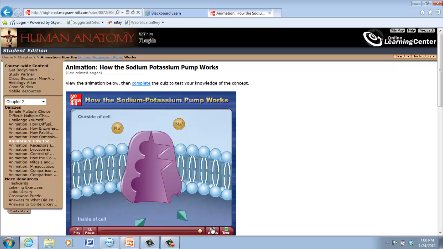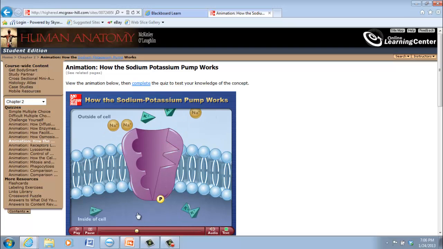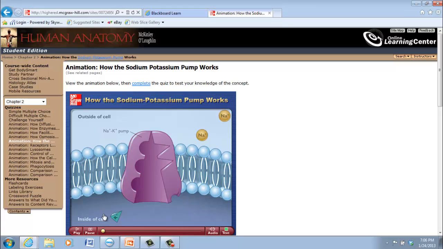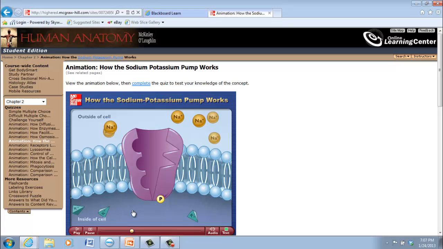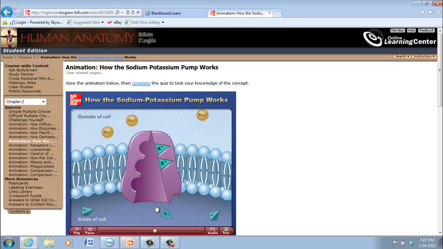So we can see that this type of transport involves moving substances from low to high concentration. Here we can see there's already sodium outside the cell. Now this pump, with the help of ATP, so see how the ATP, the 3 phosphates come in? 1 phosphate is removed, and that powers this pump to take sodium against its concentration gradient and add more and more of it to the outside. Same thing with potassium. 2 come in to add to the potassium that's already in higher concentration inside the cell.